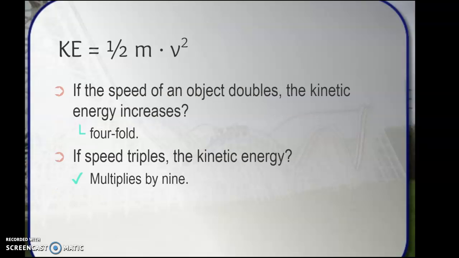So if the speed of an object doubles, the kinetic energy increases fourfold. Okay, so if the speed of your object doubles, we're talking about speed, so that's v. If we plugged in a doubled speed there, we're going to see that the kinetic energy increases by fourfold. If speed triples, the kinetic energy multiplies by 9. And we can see this later, but if you just want to plug in 1, 2, 3 into that v, then we're going to see that our kinetic energy is going to increase by that squared factor.